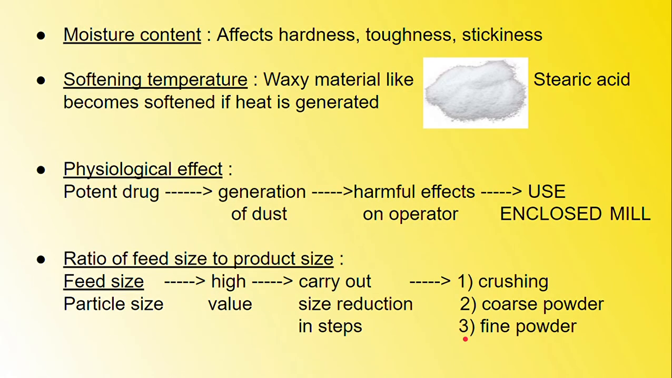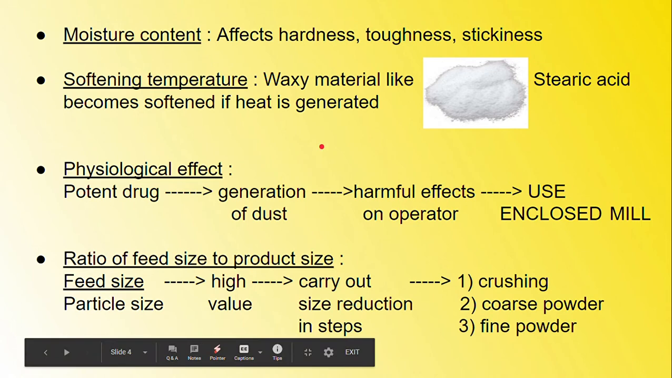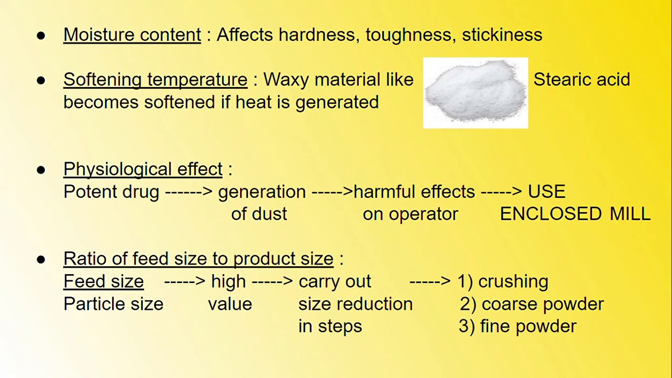Another characteristic is moisture content. Generally, the moisture content affects the hardness, toughness, and stickiness of the material. Another characteristic is called softening temperature. Certain materials like wax, for example stearic acid, become softened if heat is generated, and if it becomes softened, it converts into the liquid state, and it will make the size reduction almost impossible.